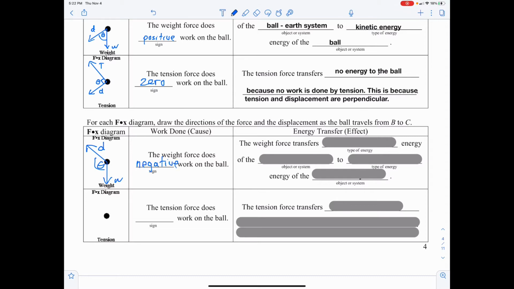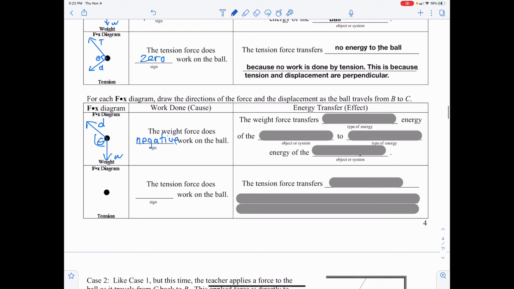on the ball. Why? Because what is the weight doing as the ball swings upward from B to C? It's slowing it down. It's reducing its kinetic energy. In other words, doing negative work. The tension is still along the rope. The displacement is still perpendicular to tension. So again, the tension force does zero work.